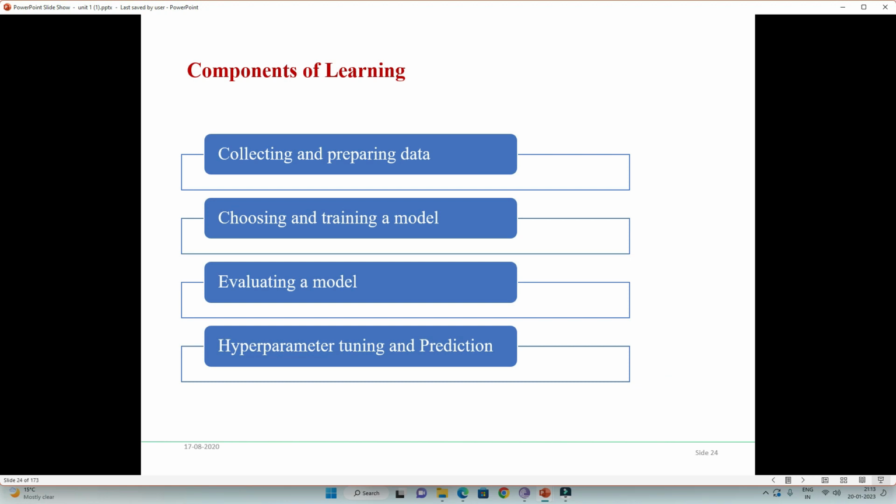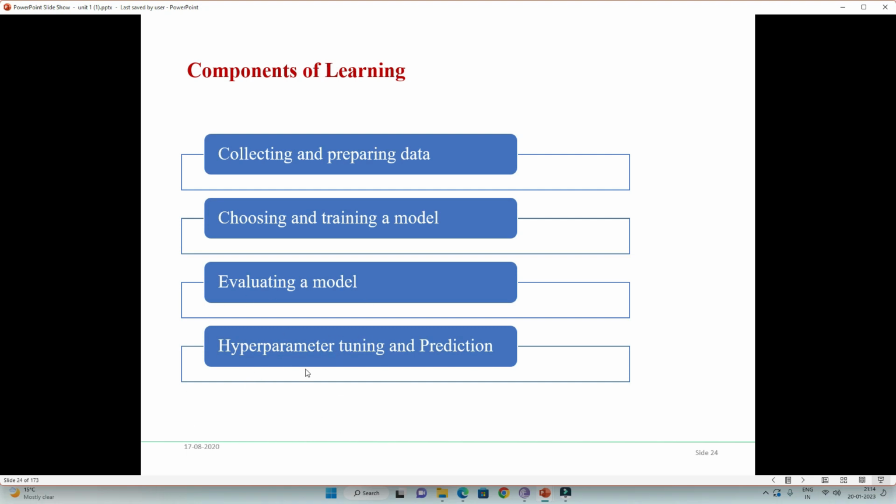So the components of learning are: I need to first collect and prepare my data for modeling. I need to choose and train a model. So first my choice of model is done and then I train that model. Once the training is done, from the testing part, like I said earlier, I have a training set and a testing set. From the testing set, I evaluate the model. If I'm okay with it, we can deploy it. Otherwise, we do hyperparameter tuning again.